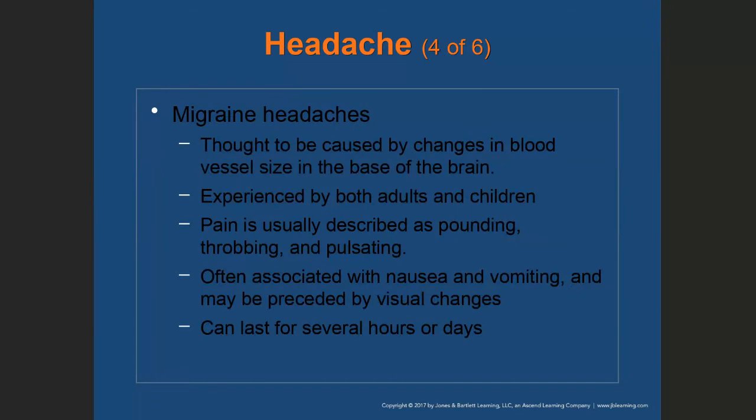Then you have your migraine headaches, thought to be caused by changes in the blood vessel size in the base of the brain, experienced both by adults and children. Pain is usually described as pounding, it can be throbbing, it can be pulsating, often associated with nausea and vomiting, and may be preceded by visual changes, right? Some patients will describe the pain as starting around the eye and one side of the head, and then it starts to spread over to the other side. It can last for several hours or days.